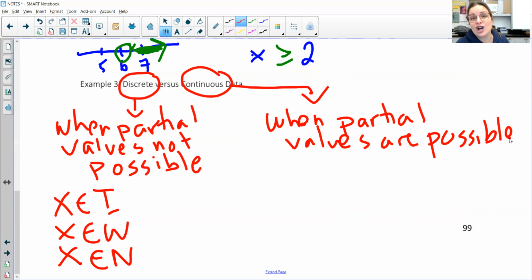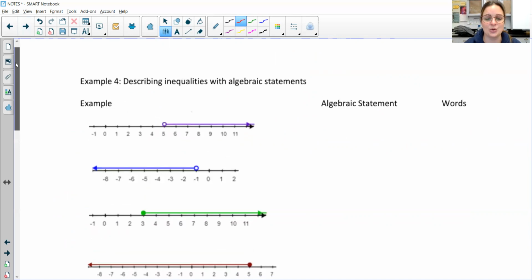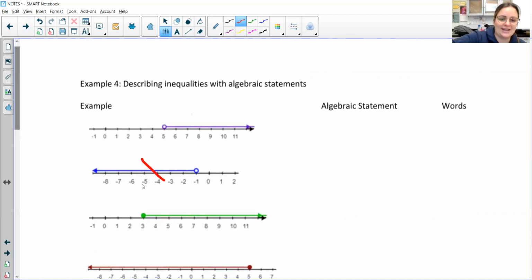So for growth charts, we would use continuous data. All right, so for the next one, we're going to talk about how we can represent inequalities with algebraic statements and how we can do it with words. We're going to do the first and last diagram in here.